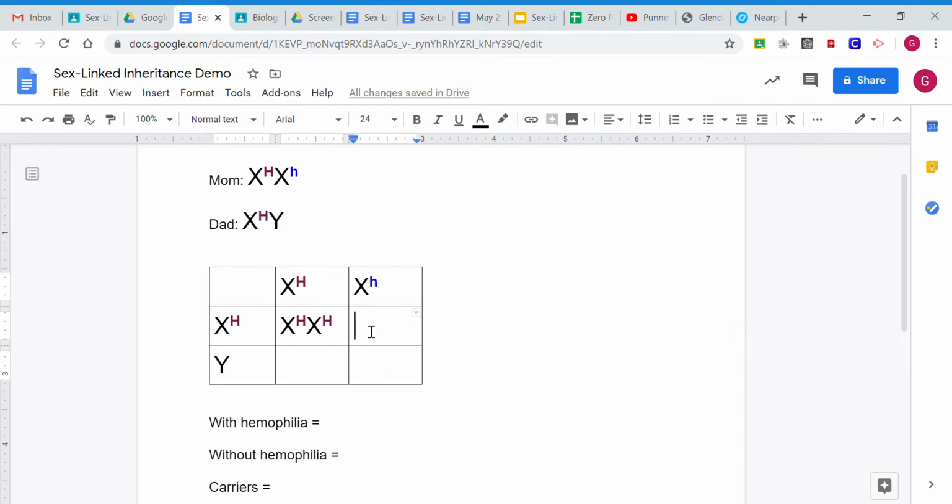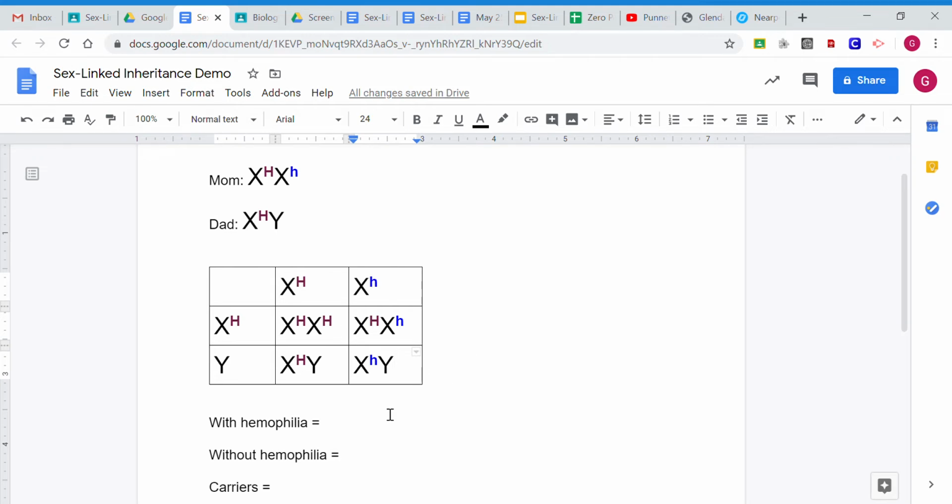So note again that the dominant alleles are written first and X is always written before Y. So we just copy and paste to complete the Punnett square. Okay. You know that for copying, you highlight, you do Control C. And then for paste, you just do Control V. Okay, so we completed the Punnett square.